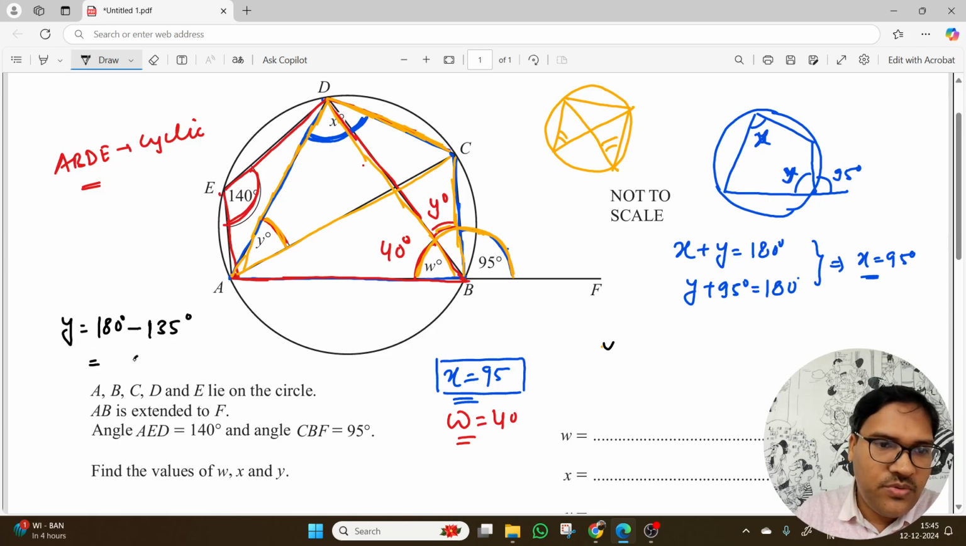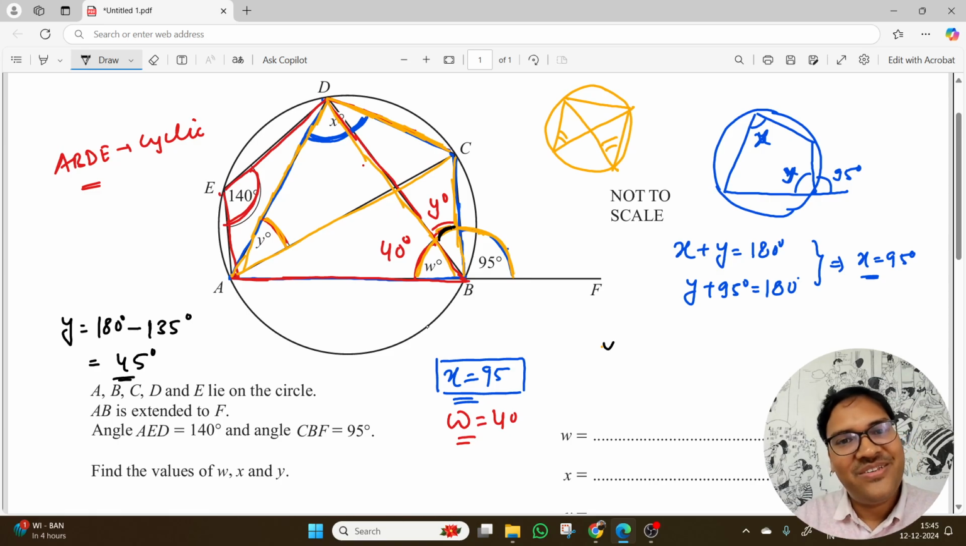So what is y? This is equal to 45 degrees. So what is this angle? This is equal to 40. So this is how you can easily solve this question, right? I hope this is clear. We use the cyclic quadrilateral and then we use angles in the same segment are equal. The properties of circle.